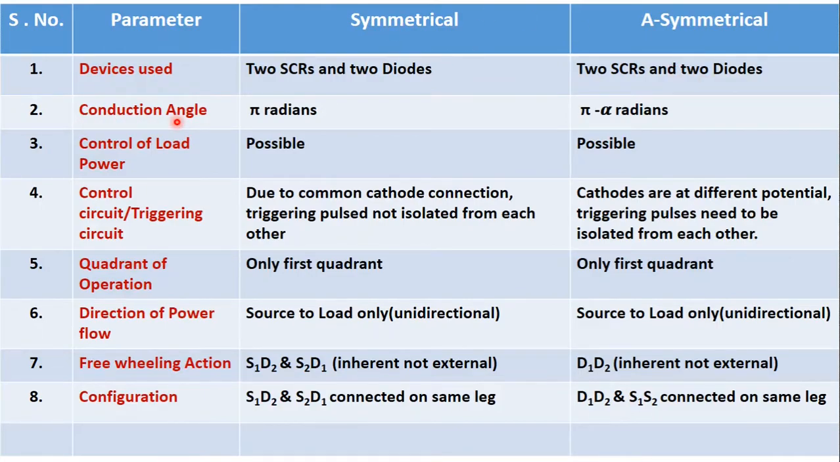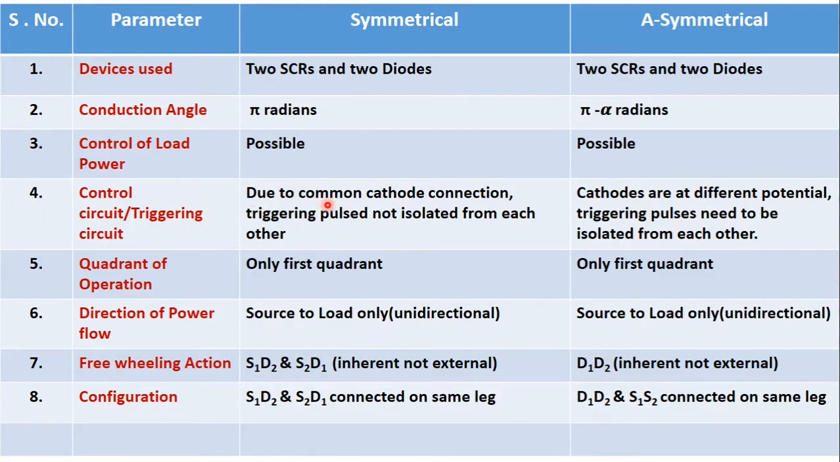Second one is conduction angle. The current conduction in the symmetrical configuration takes place for pi radians, whereas the current conduction in the asymmetrical configuration takes place for pi minus alpha radians, where alpha is called the firing angle or delay angle of SCR. Third one is control of load power. Control of load power is possible in both types of configuration of semiconductor because they use SCRs in the circuit of these semiconductors.